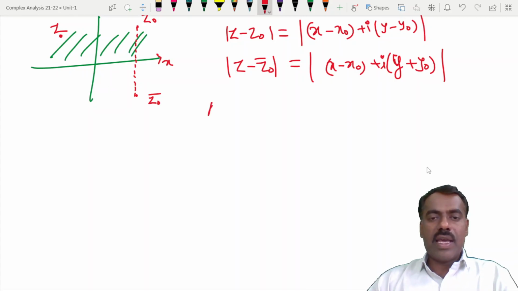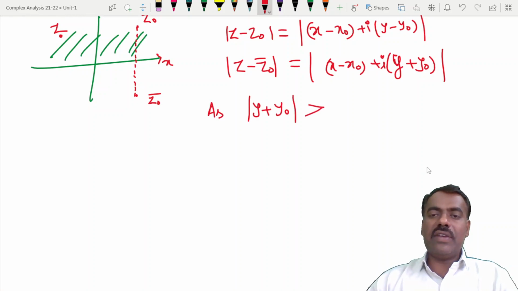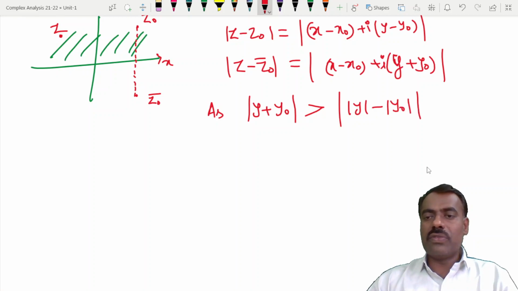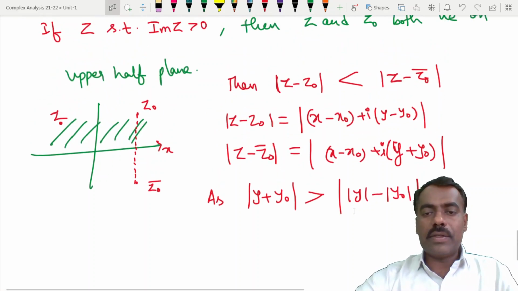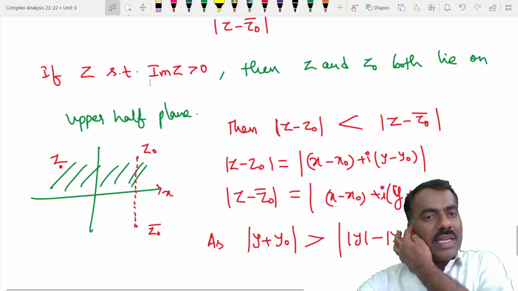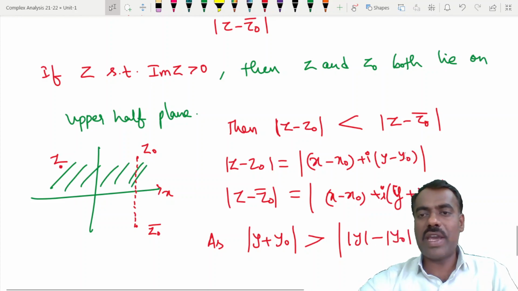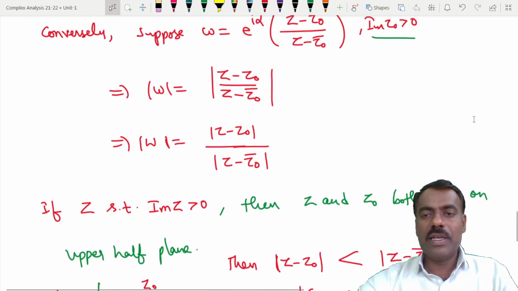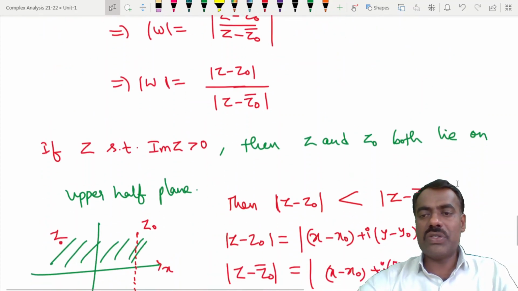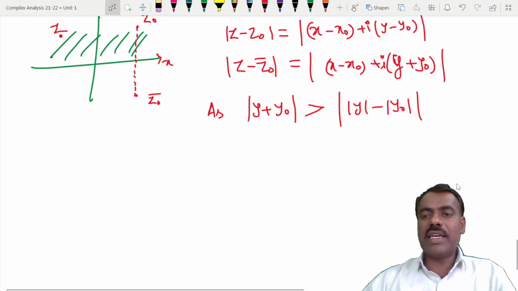As modulus of y plus y0, by the triangle inequality, is greater than or equal to modulus of y minus modulus of y0. But because the imaginary part of z is greater than 0, this modulus is the same as y. Similarly, the imaginary part of z0, which is y0, is also greater than 0. So what we get here is the same as mod y minus y0.